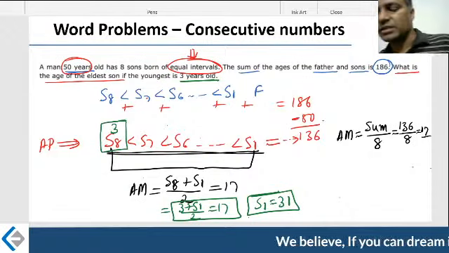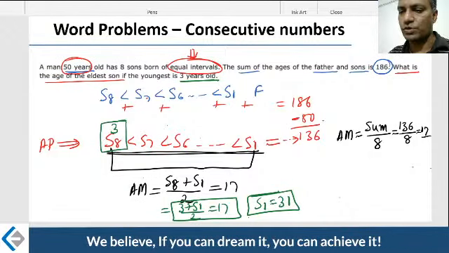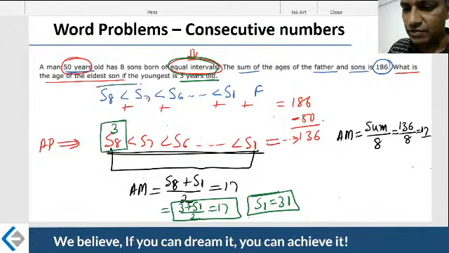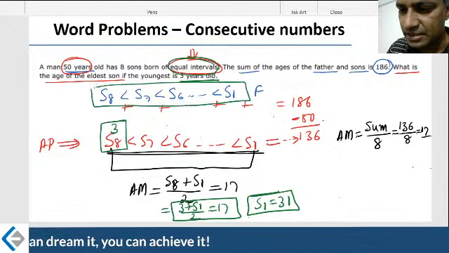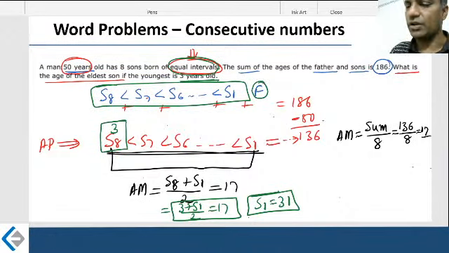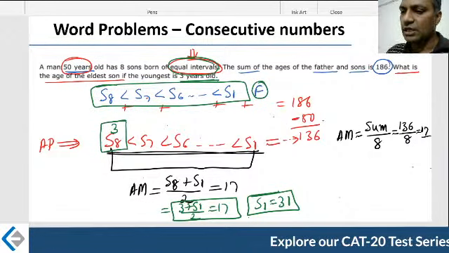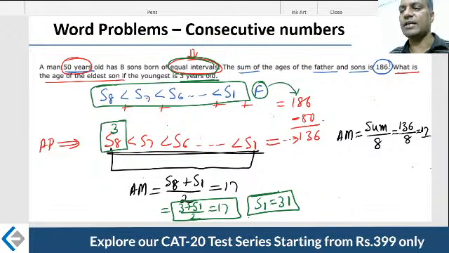Let me quickly repeat the important elements of this question. The person has said that the kids are born at equal intervals, which means the ages of the children are in AP. I first wrote them out: there are 8 kids and a father. What is the sum of all their ages? The sum of all their ages is 186 years.